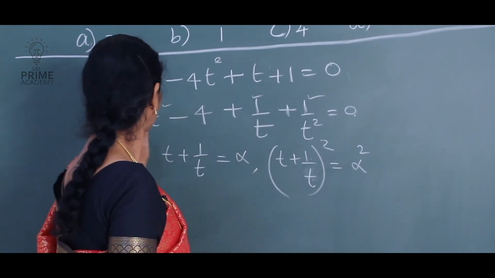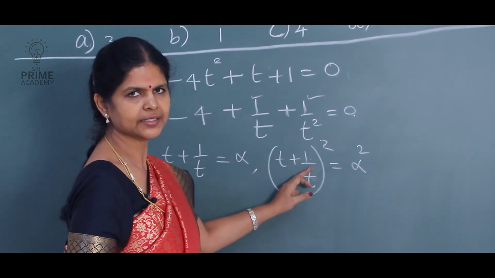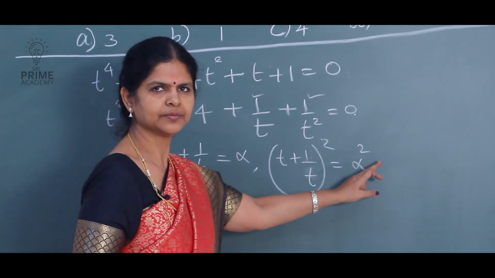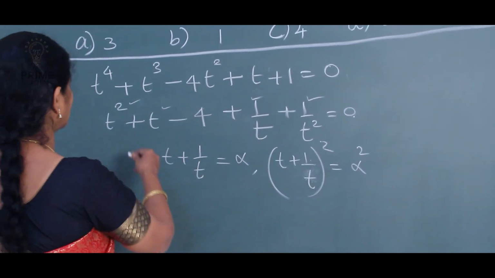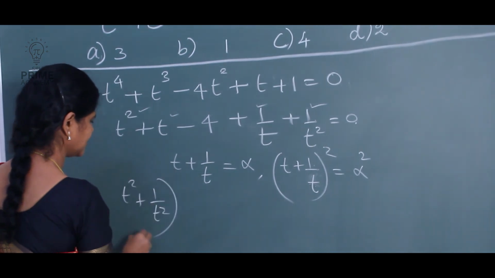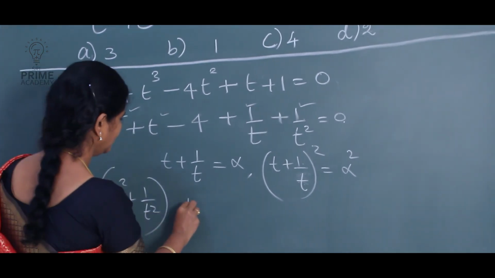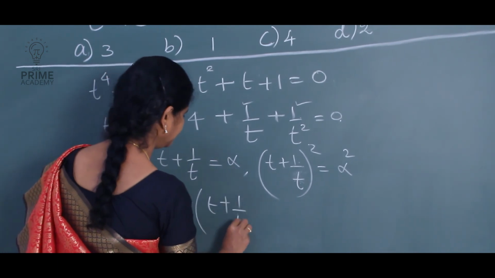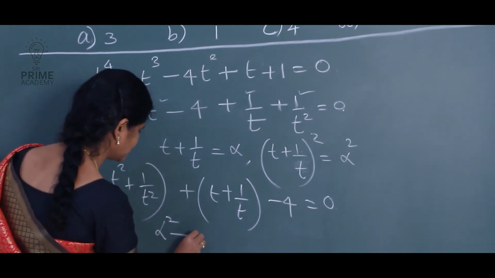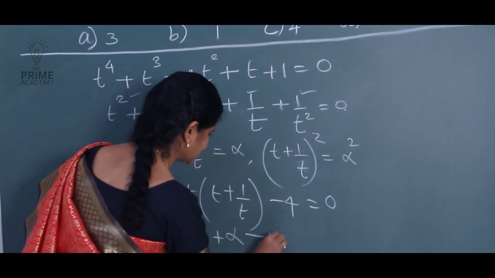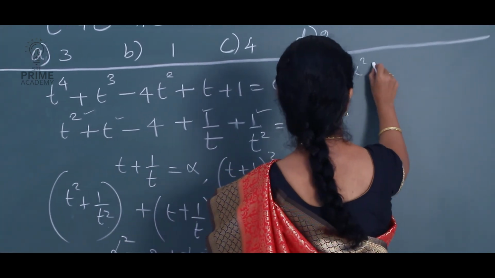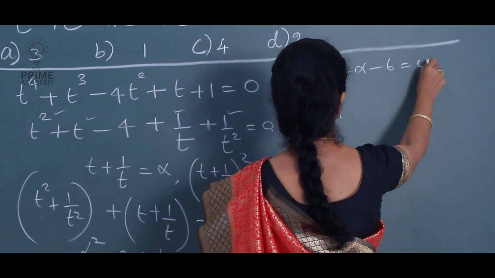Okay. This is t square plus 1 by t square. When you expand, you get t square plus 1 by t square plus 2. So this plus 2 becomes alpha square minus 2. So combining the first and last terms, t square plus 1 by t square, you can substitute as alpha square minus 2 plus t plus 1 by t minus 4 equal to 0. So this is alpha square minus 2 plus alpha minus 4 equal to 0. So next, alpha square plus alpha minus 6 equal to 0.